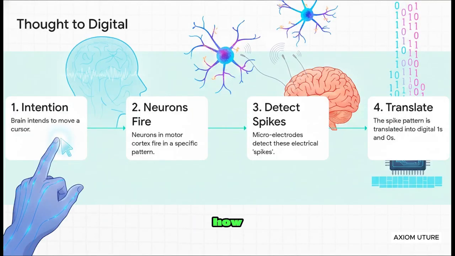So let's walk through how this translation actually works. First, you just think about moving a cursor. Second, the neurons in your motor cortex, that's the brain's control center for movement, fire in that unique pattern. Third, these incredibly sensitive microelectrodes act like tiny microphones, and they actually detect the little pop of those specific neurons firing. And finally, a decoder algorithm, you can think of it like a universal translator, converts that pattern of pops into the ones and zeros a computer can understand. And just like that, a thought becomes a digital command.